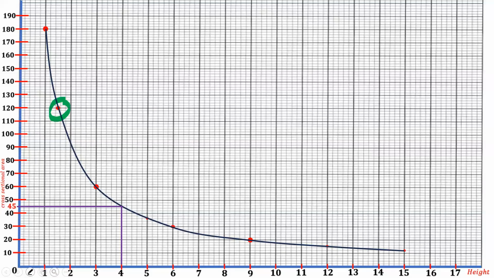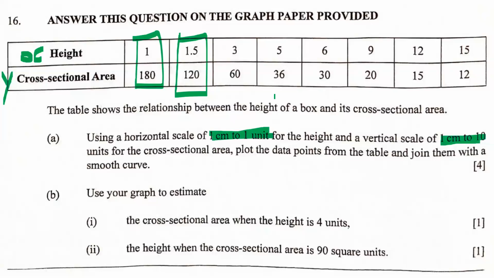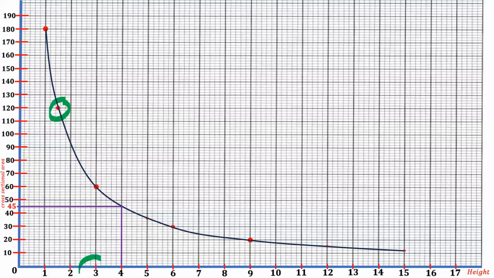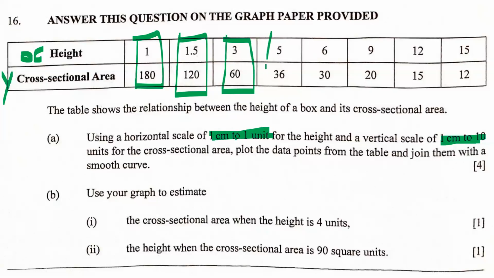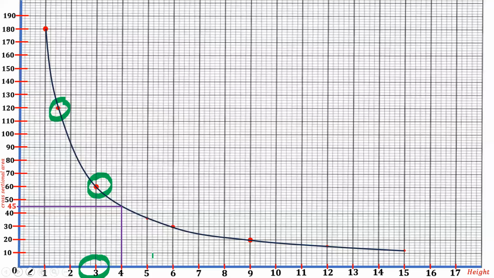The next point that we have, if we look carefully, is 3 and 60. That one is easy because 3 and then 60. Okay, so we have 3, right? And then 60 on the y. So that's your point right there. And the next point is 5 and then 36. So 5 is right here. That's 5. But we want 36.